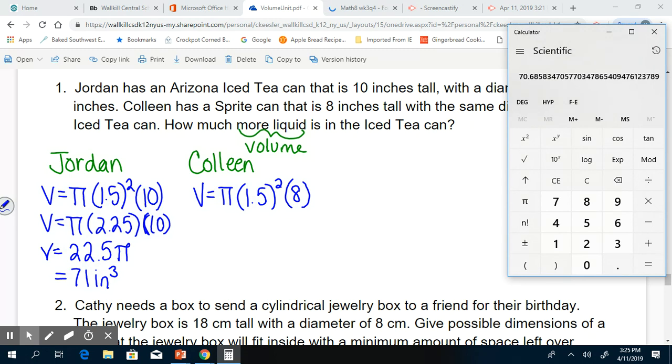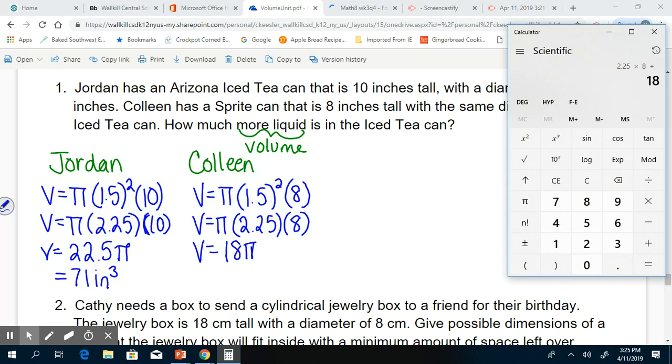So that should be a hint right there that obviously Jordan's is more than Colleen's. Okay, that's why it's asking how much more liquid is in the iced tea can. Jordan's had a height of 10, Colleen's is only a height of 8, but the diameter is the same. So now we go through, volume equals pi times 1.5 squared, which is again 2 1/4, times 8. Leaving the pi for the last step, we have 2 1/4 times 8 is 18 pi.